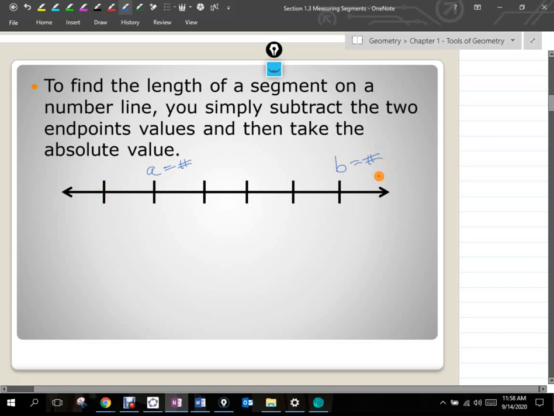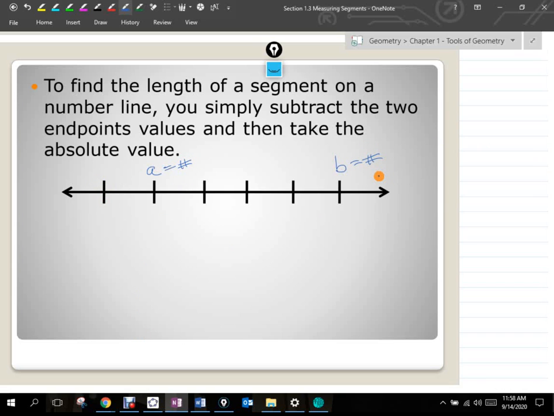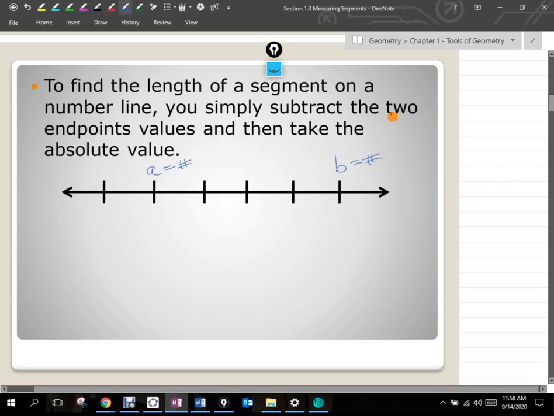Okay, but if I look at the hash marks between A and B, it's 1, 2, 3, 4 again. So should I say the distance AB is 4, even if I don't know what A's number is and what B's number is? I can't do it that way. The way that we end up measuring things is that we take the two coordinates.